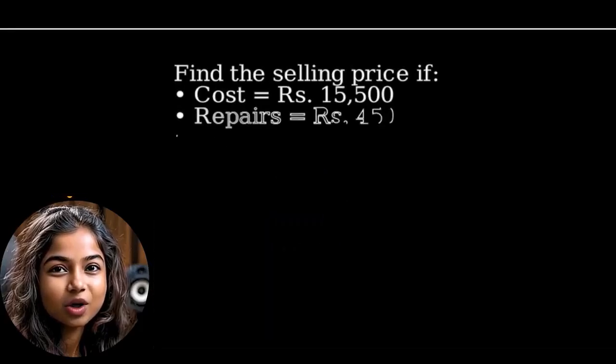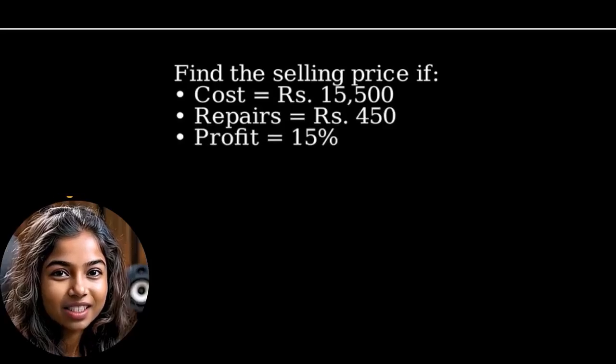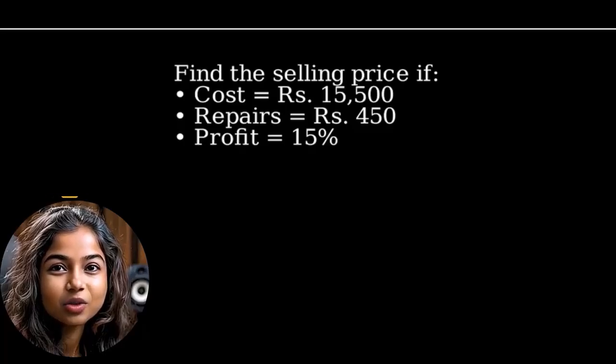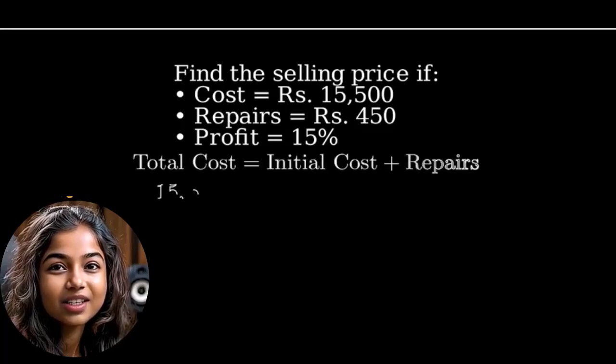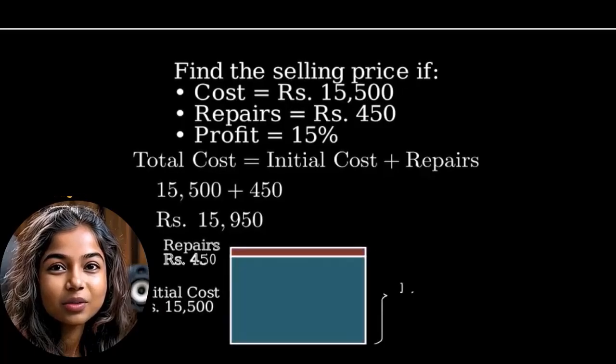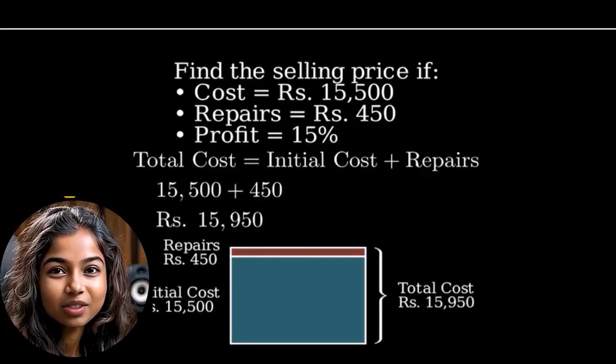Let's solve this profit calculation problem step by step. The cost of an article was 15,500 rupees, and 450 rupees were spent on repairs. If it is sold for a profit of 15%, we need to find the selling price. First, let's calculate the total cost price. We need to add the initial cost and repair cost. That's 15,500 plus 450 rupees.